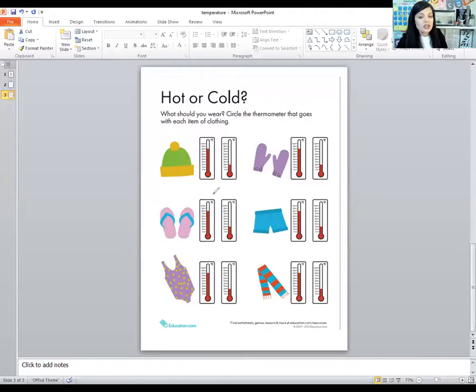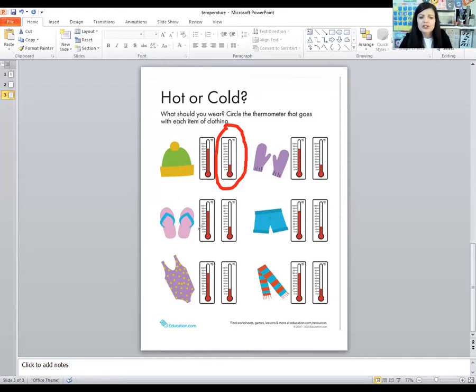Okay, so now we just said that the hat would be worn when it's cold. So which temperature shows cold? The one that's up or the one that's down? Good. The thermometer that shows the temperature way down is cold. So that's probably what temperature it would be when you wear the winter hat. The next one shows some flip-flops. When would you wear the flip-flops, when it's hot or cold outside? We wear flip-flops when it's hot outside.